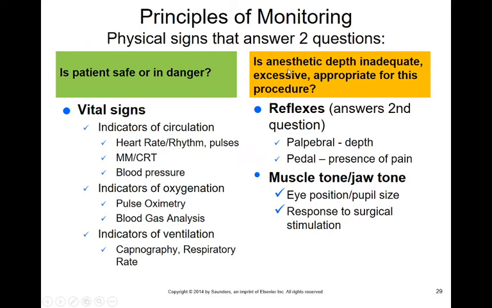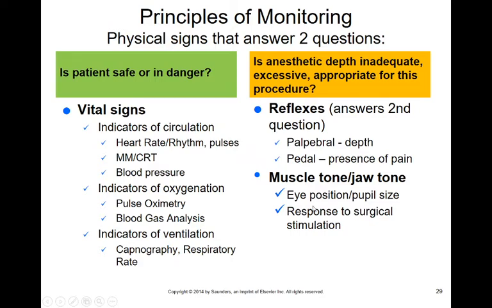To know if the anesthetic depth is appropriate for the procedure, we're looking at reflexes. So palpebral reflex: if you touch the eyelid, does it blink? That tells us the depth. Pedal reflex is if we pinch the toes, is there presence of pain? Those are 2 reflexes that they should not have if they're at the proper depth. They should have a little palpebral, real slight, but really no pedal reflex. Also muscle tone and jaw tone. Eye position and pupil size.